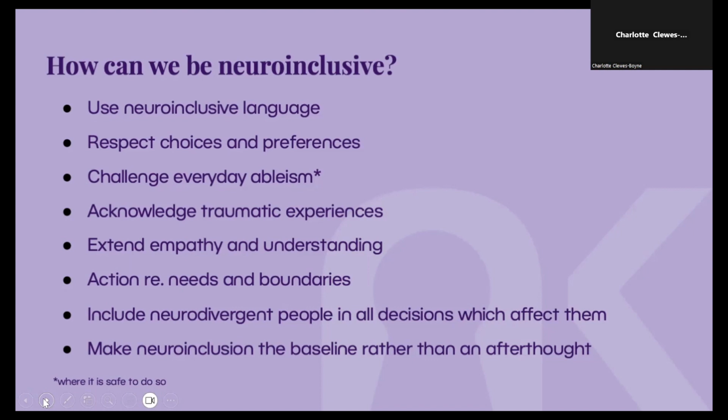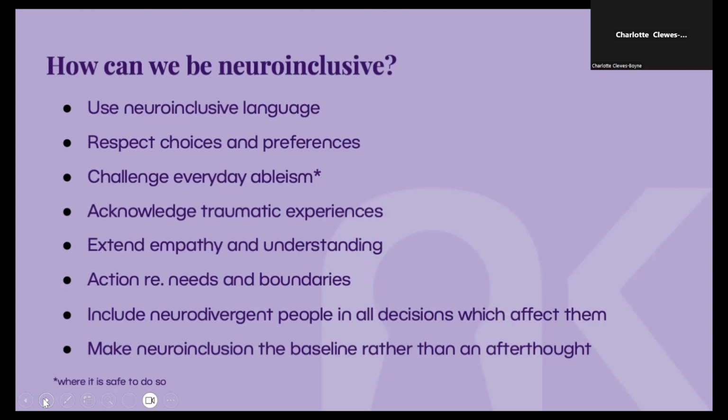We should also be always including neurodivergent people in decisions which affect them, and it should be done in advance, not just when it's pointed out that they haven't been included. And finally, we need to make neuroinclusion the baseline rather than making it an afterthought. We should start from a place of inclusion, and this should be active and not passive. And again, not something that's just done once it's been pointed out that there's a problem.